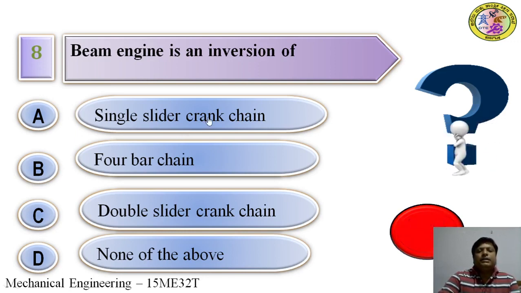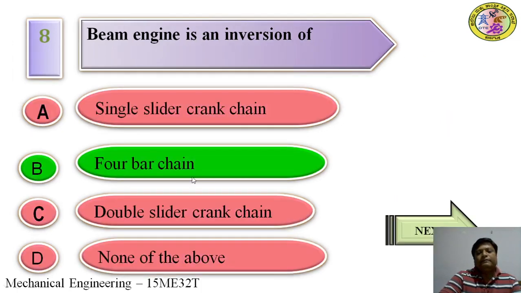Single slider crank chain does not come under this one. So here the option is the 4-bar chain. Inversions of the 4-bar chain: the first one is the beam engine. So engine indicator, beam engine, locomotives. Locomotives we call an inversion of the 4-bar chain.